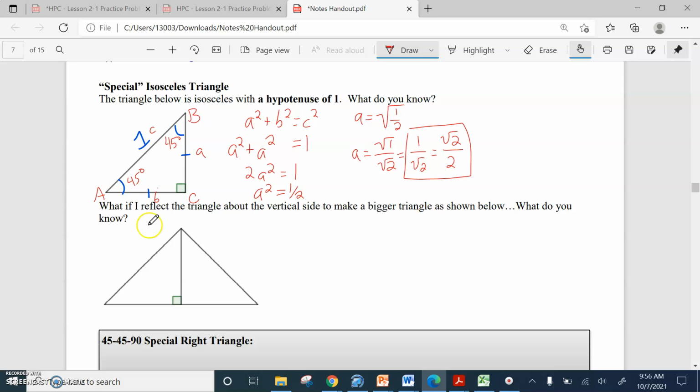So the question then becomes, if I reflect this triangle here about the vertical side, this vertical side on the right of the original, if I reflect it across that and make a bigger triangle, because we're going to share that side, what do we know about this triangle? Well, we know that this side is 1. And if we flipped it, that side is 1. So now this is congruent to this.